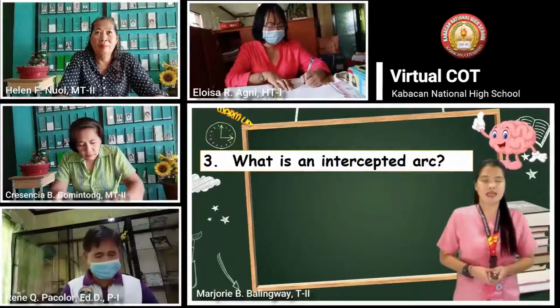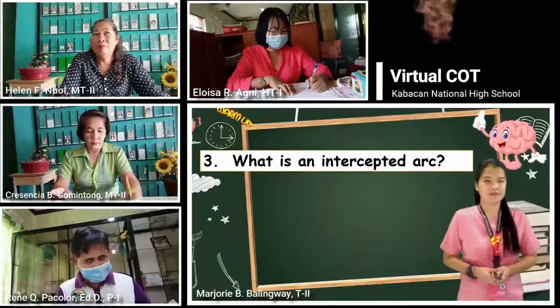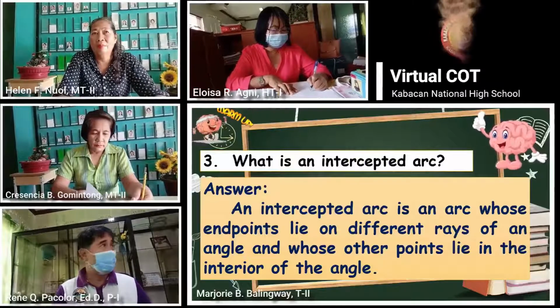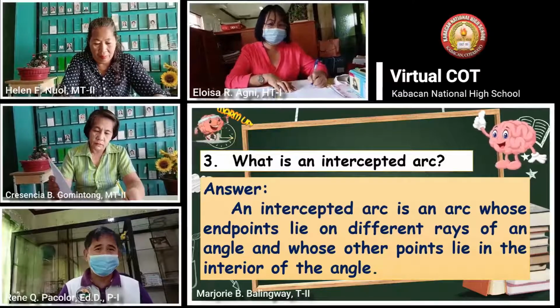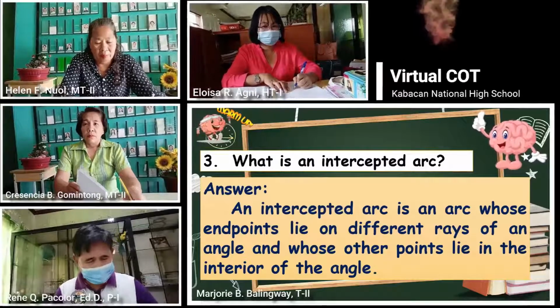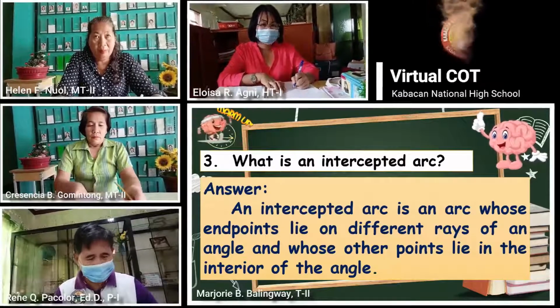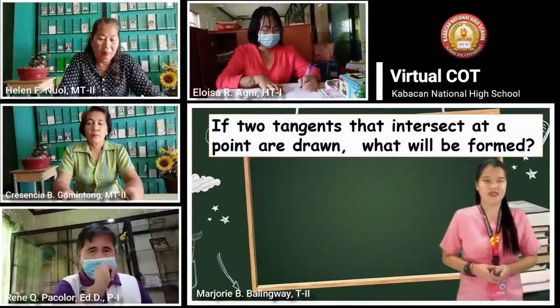Now, what is an intercepted arc? Do you have any idea? An intercepted arc is an arc whose endpoints lie on different rays of an angle and whose other points lie in the interior of the angle. So, let's begin our lesson.